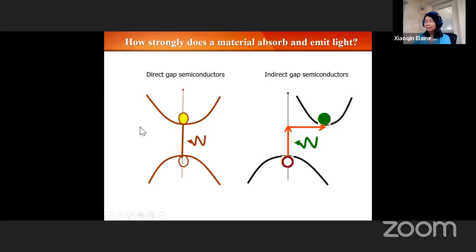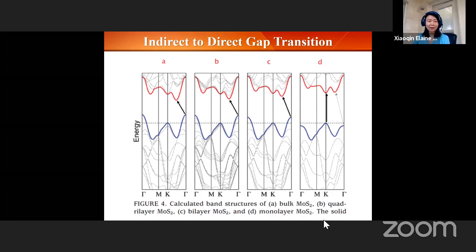But when you thin down these TMD materials to monolayer, it shifts the band structure such that the bottom of the conduction band and the top of the valence band are now aligned, making the light emission process much more efficient. So these are early calculations showing you how the band structure changes from the bulk form, to 4-layer, 2-layer, and a single layer.